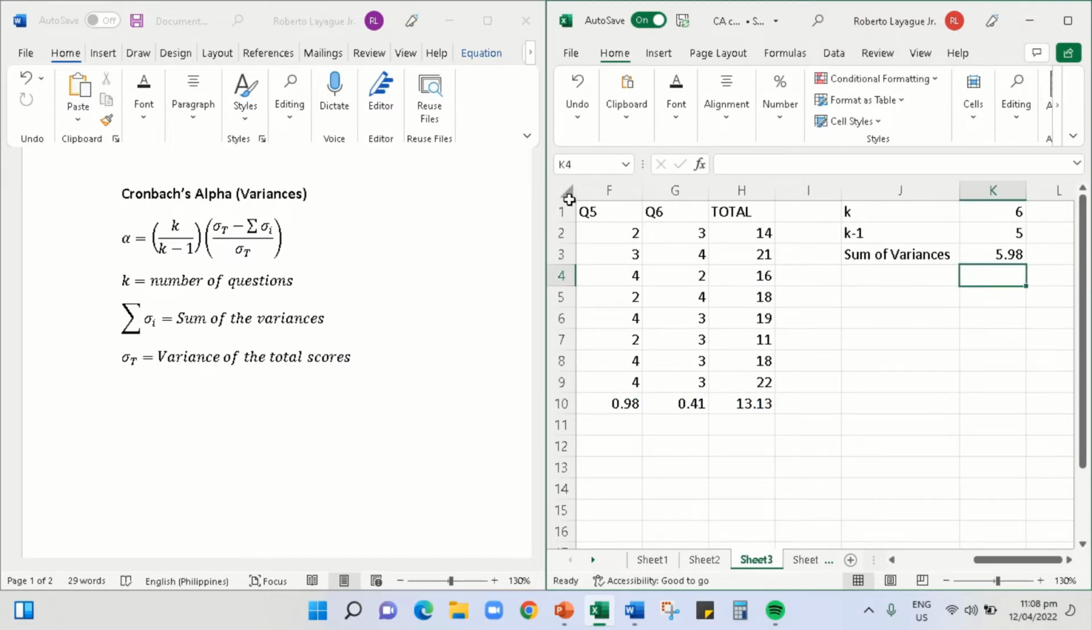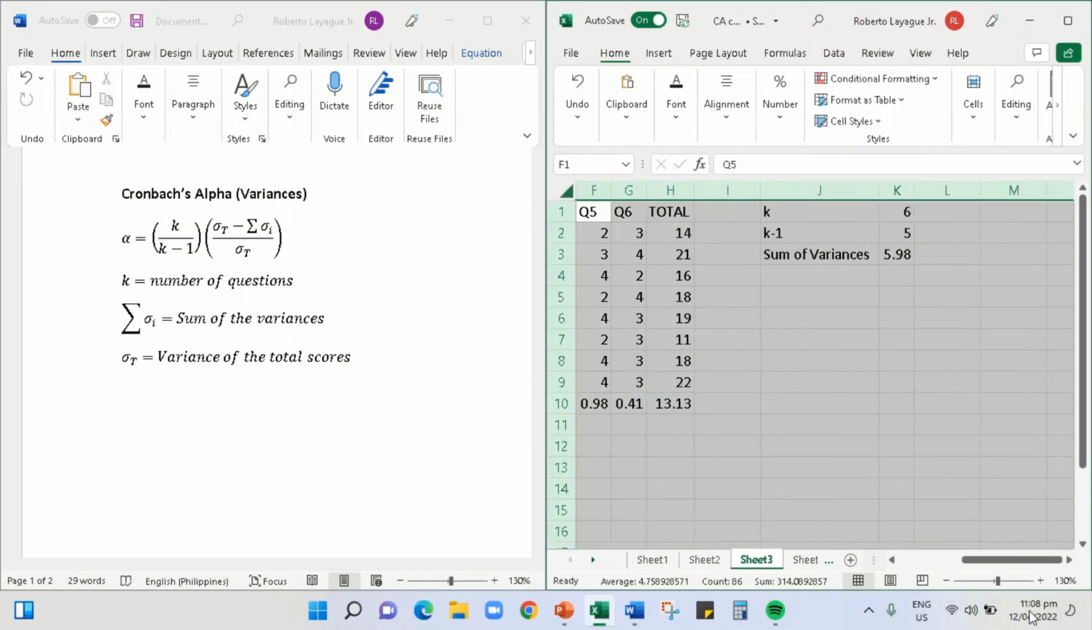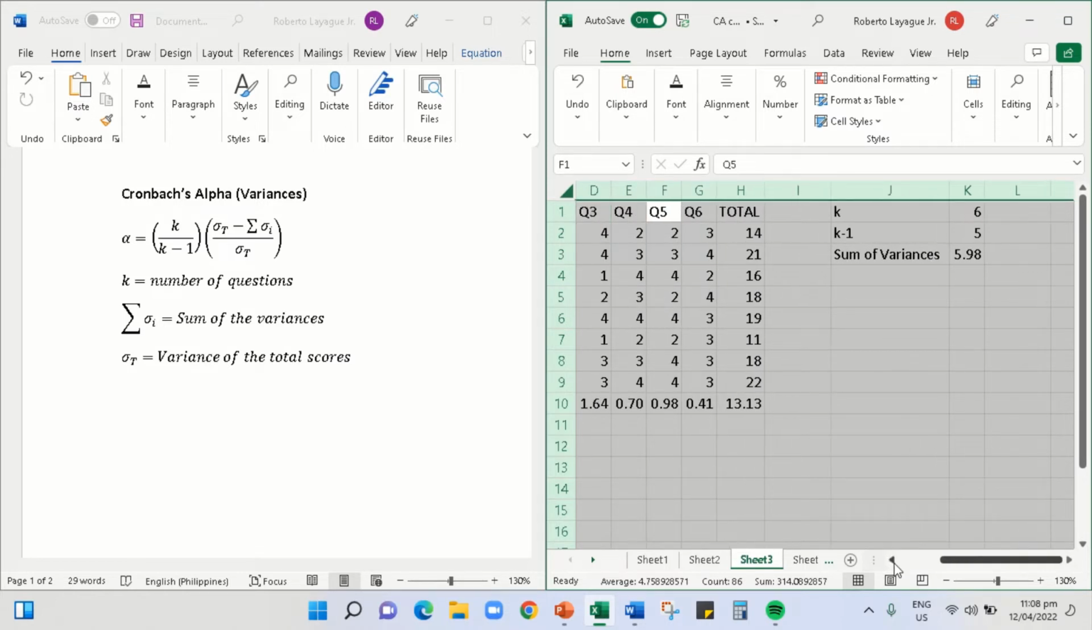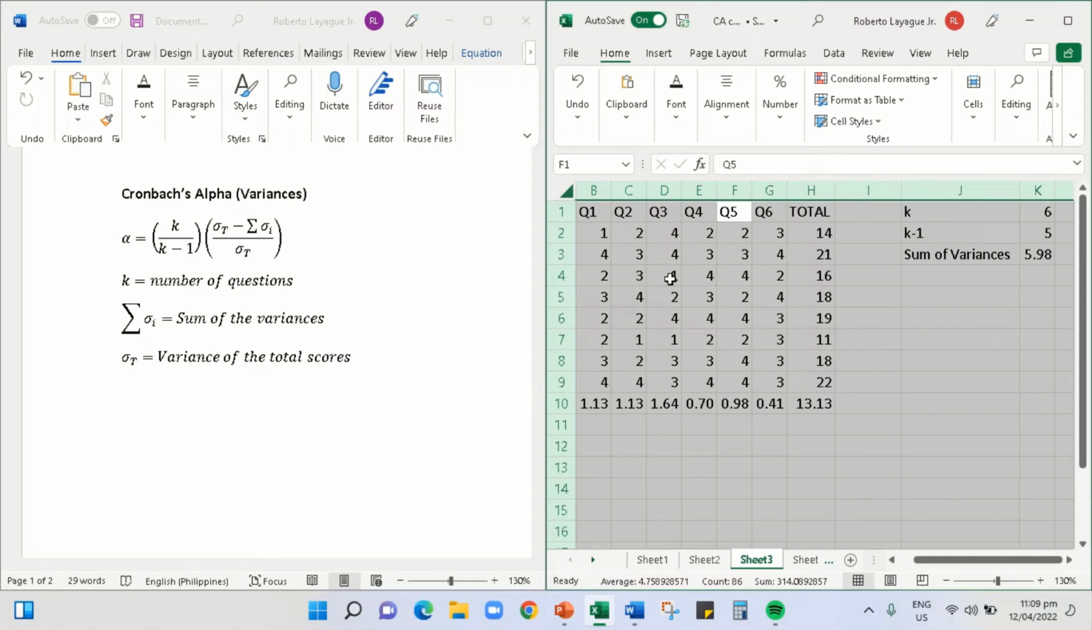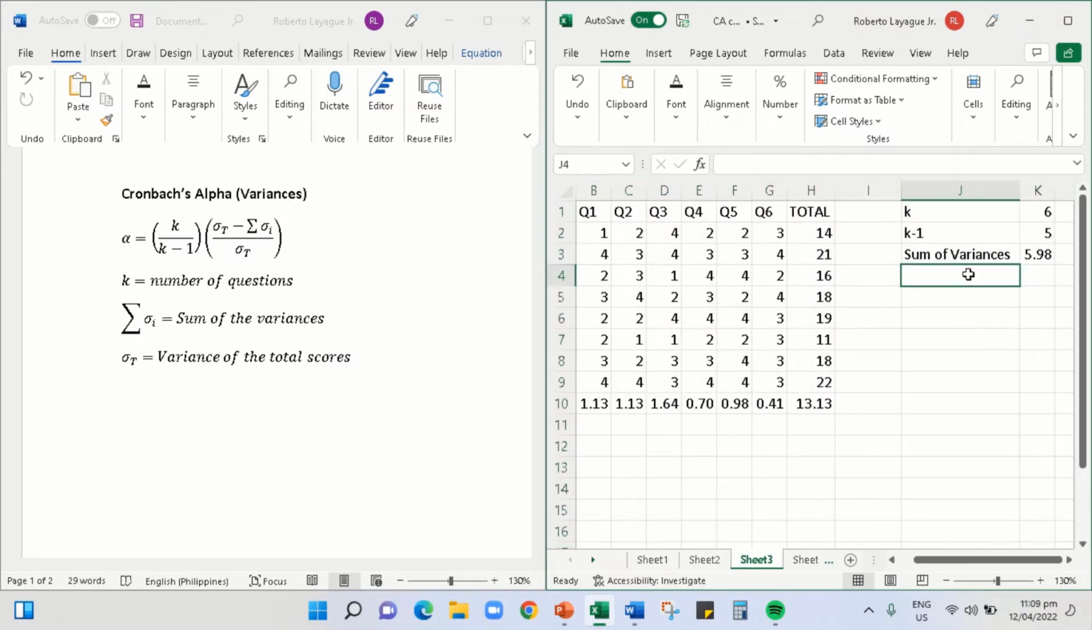Let me have this one so that it will be in a good setup so that you can see that. We have from question 1 to 6, and then we got the variance of the total score. Variance of total, let me just denote that. We have 13.13. So we have all the data that we need, so we can now compute this.